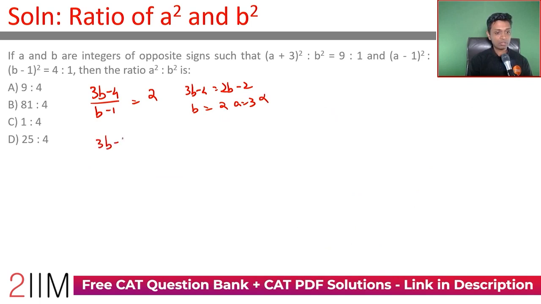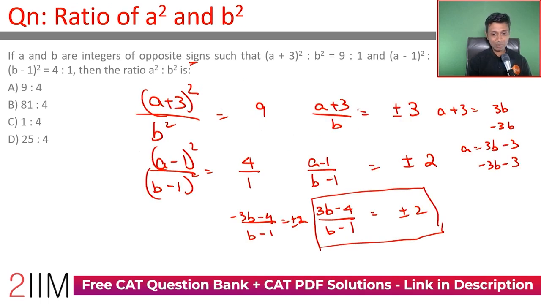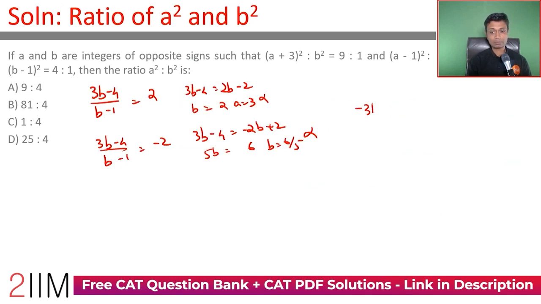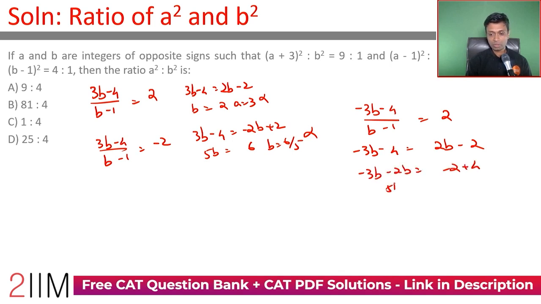If we put 3b minus 4 by b minus 1 is minus 2, we get 3b minus 4 is minus 2b plus 2, or 5b is 6, b is 6 by 5. This doesn't work because we want b and a to be integers and of opposite signs. The other equation, minus 3b minus 4 by b minus 1 is 2. So minus 3b minus 4 is 2b minus 2. Minus 3b minus 2b is minus 2 plus 4. Minus 5b is 2. b is minus 2 by 5.